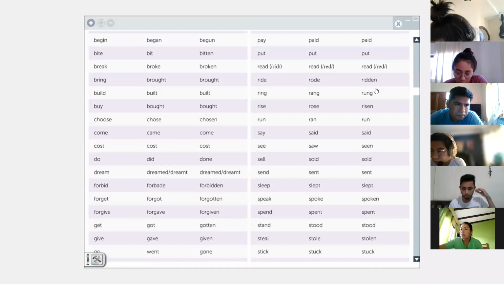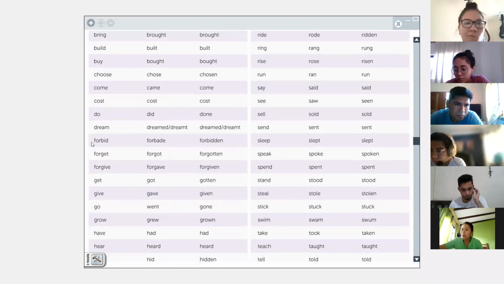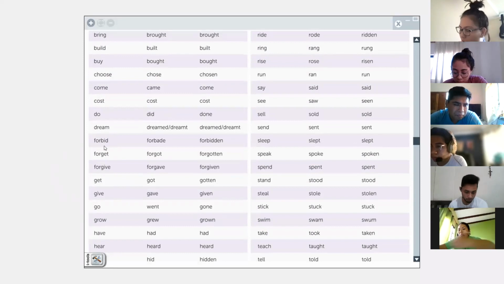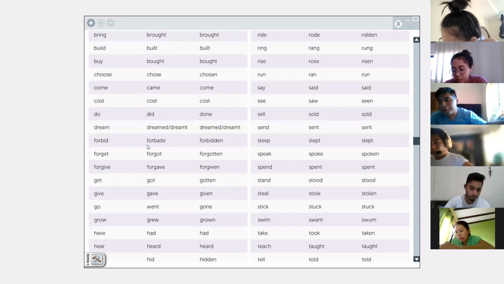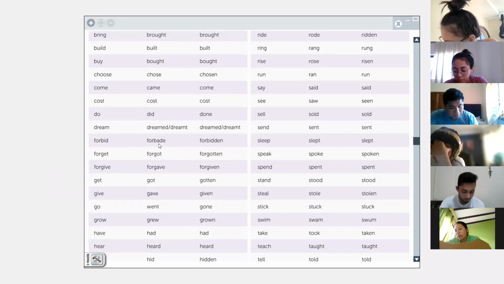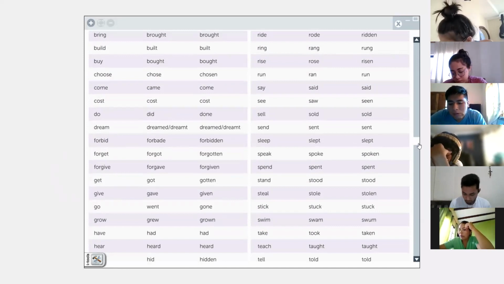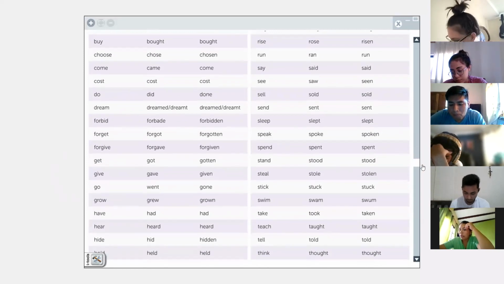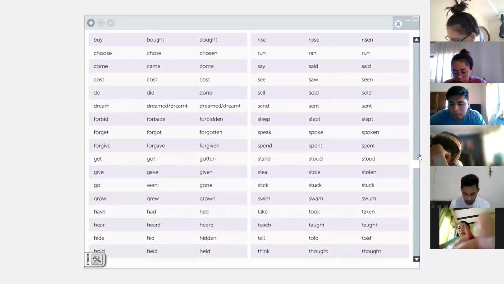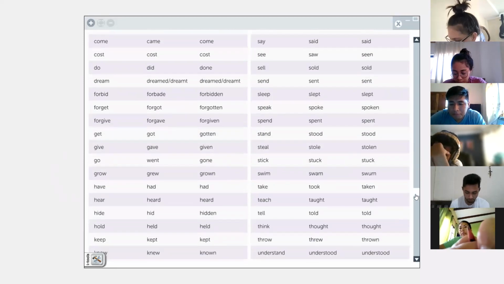Bite. Forbid, forbid. Prohibir. Forbid es prohibir. Forbade. Prohibió. Any other? No? What about the second? Forgive. Forgive, perdonar. Forgave, perdonó, perdoné. En el pasado.